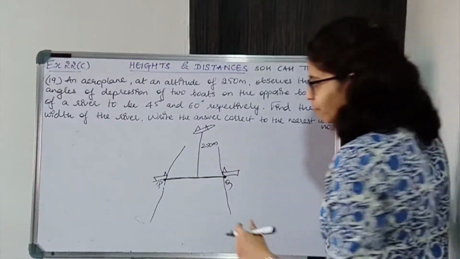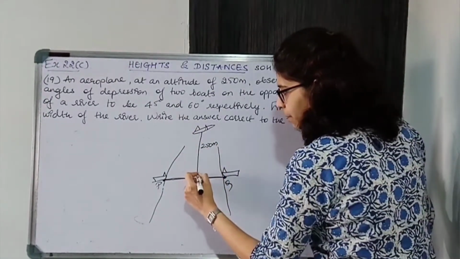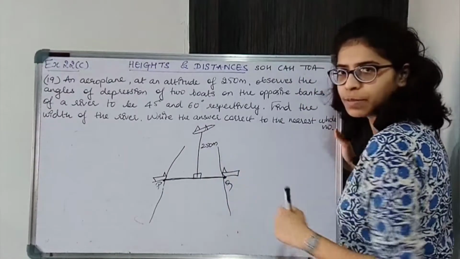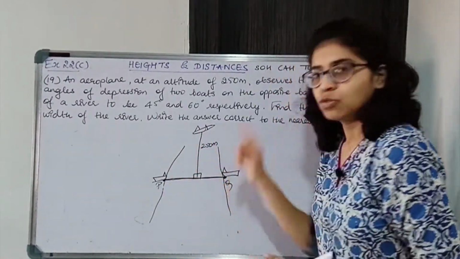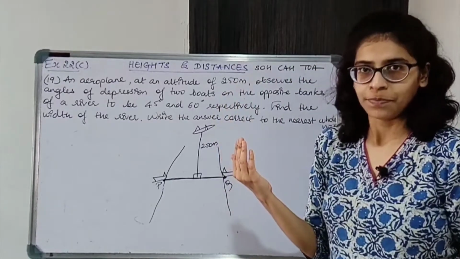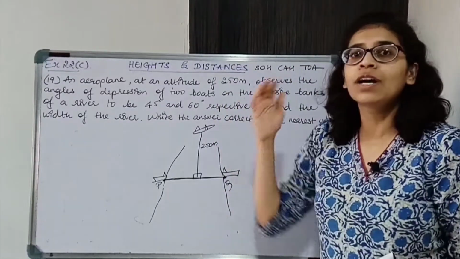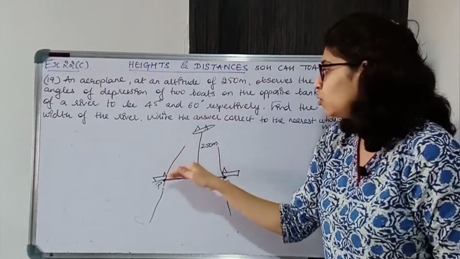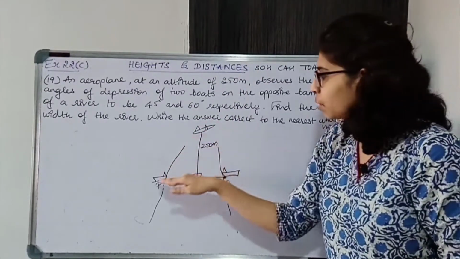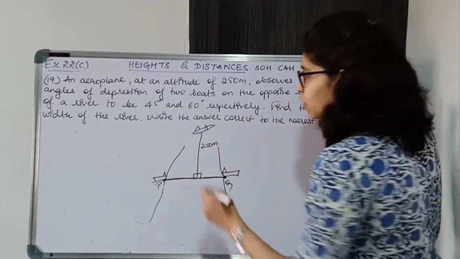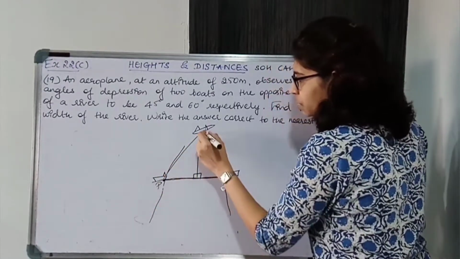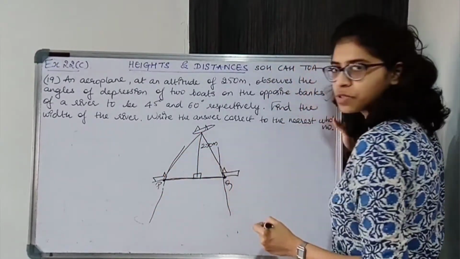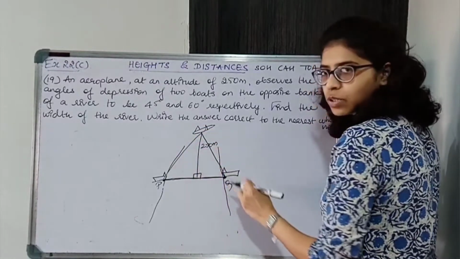Now its height is given. So the height is 250 meters. We are observing the two boats, and the angle of depression of both is given. Angle of depression is when you are at a higher level and you are looking at a lower level. So the aeroplane is at a higher level, and both the boats are at a lower level. So this is being observed, this is being observed. So that is the line of sight.